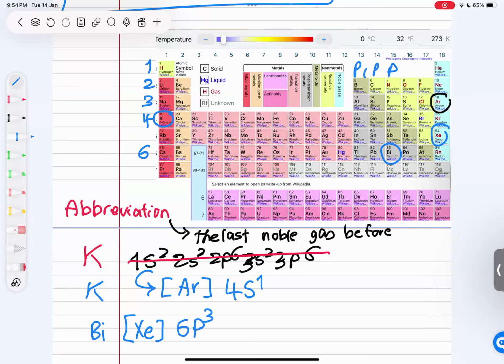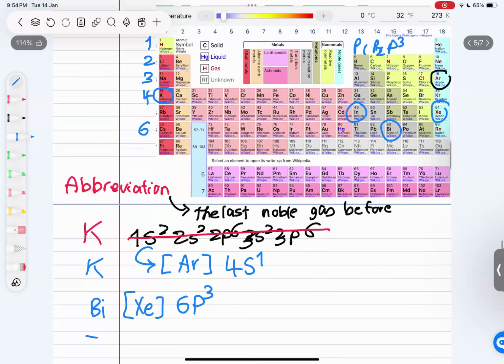This is p1, p2, p3. You see, I don't have to look at the previous elements. I don't need to continue. So looking at the periodic table gives me everything I need. What about indium? Can you do indium? What was the last noble gas? It was krypton. And then I am in 5 or I am in 6? I'm in 5. 5p what? p1. 5p1.